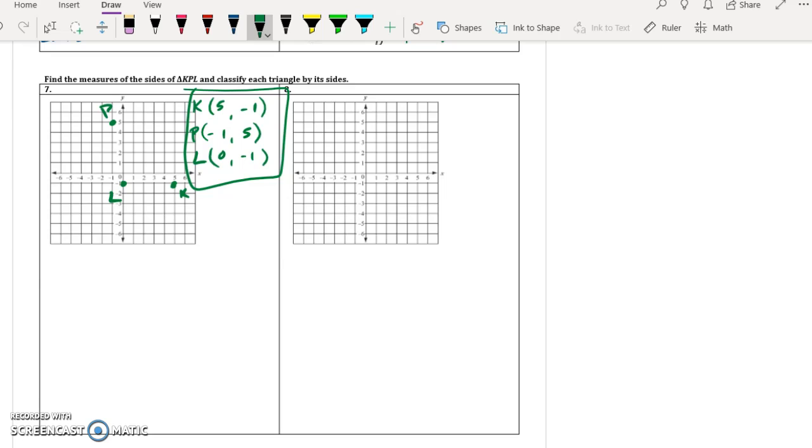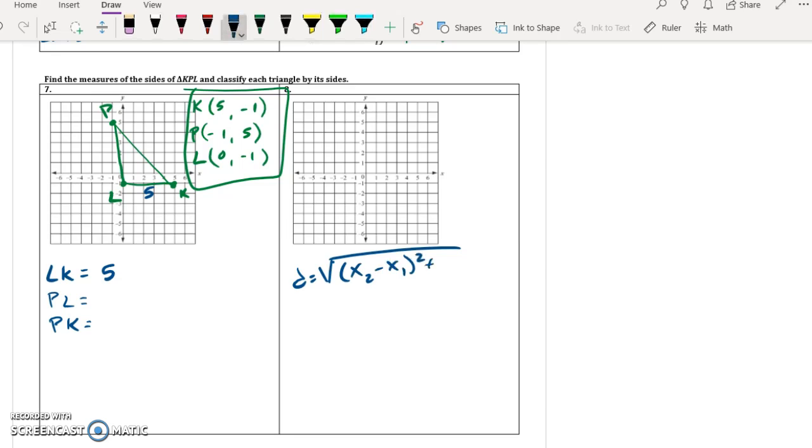And this is L. So we can count this bottom one, LK, and say that that's 1, 2, 3, 4, 5. So I'm going to write that LK equals 5. But now to find PL and PK, they are slanted lines, which means we have to do one of two things. Either the distance formula, or the Pythagorean theorem. Go ahead and do the work for either one, and I will show you what the answers are.